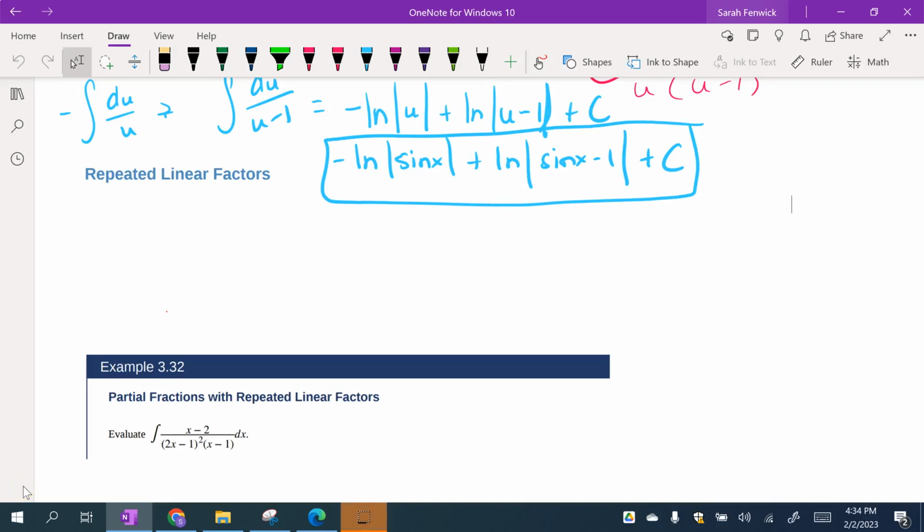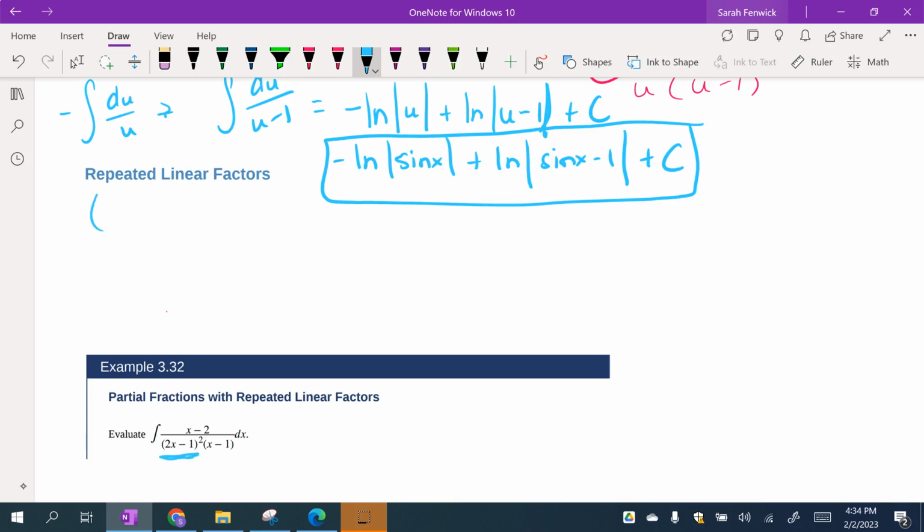OpenStax Calculus Volume 2, we're working on integrating using partial fractions in Section 3.4, and in this video we're going to talk about repeated linear factors first. So we talked about linear factors earlier and the fact that if I have a linear factor, I have to have a constant numerator. But sometimes, as in this example right here, our linear factors get repeated.